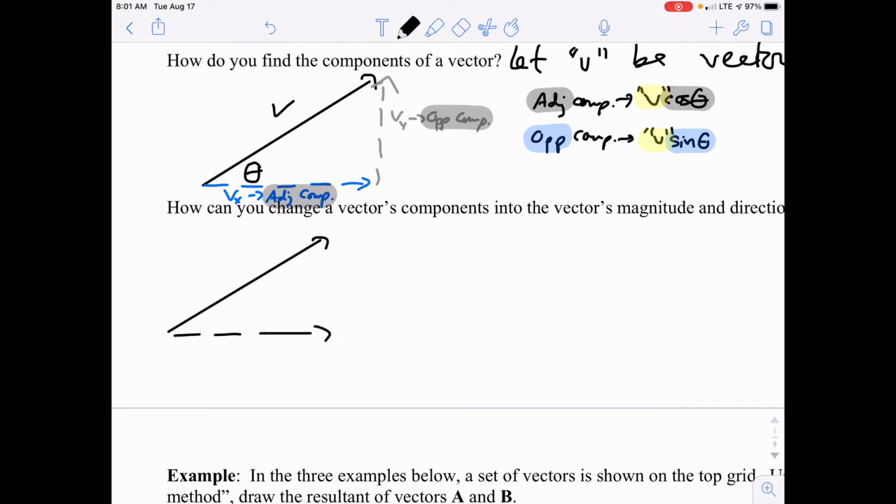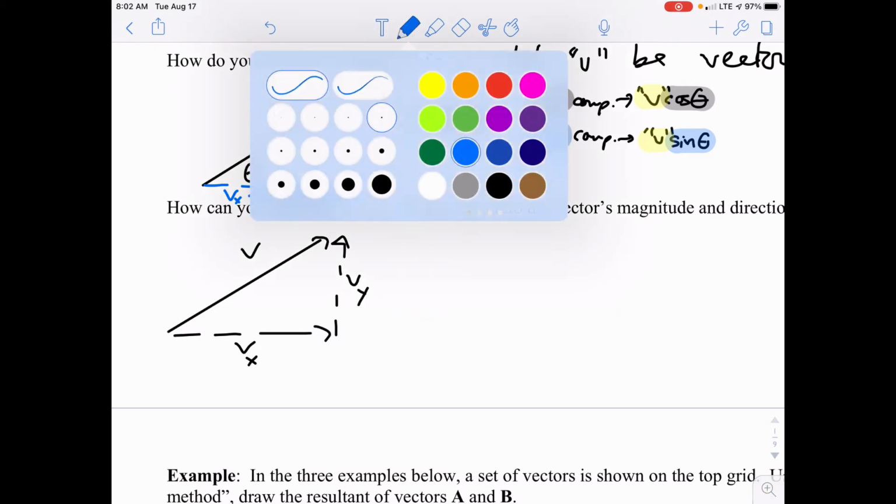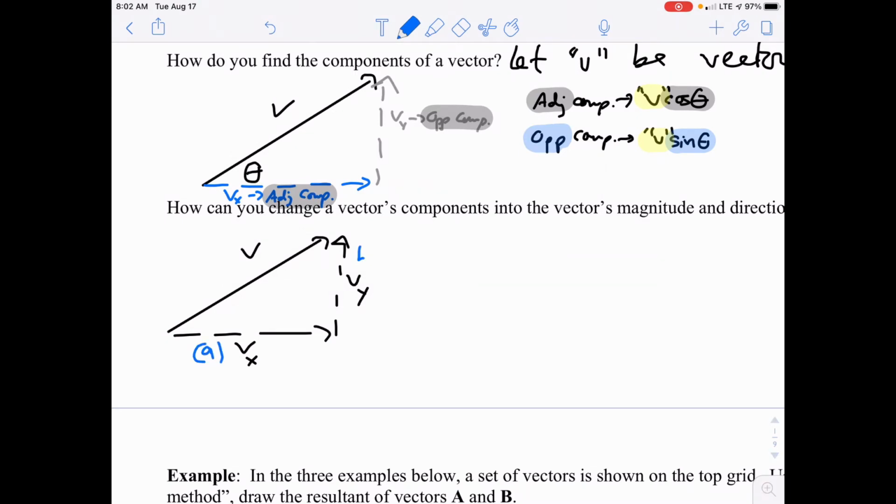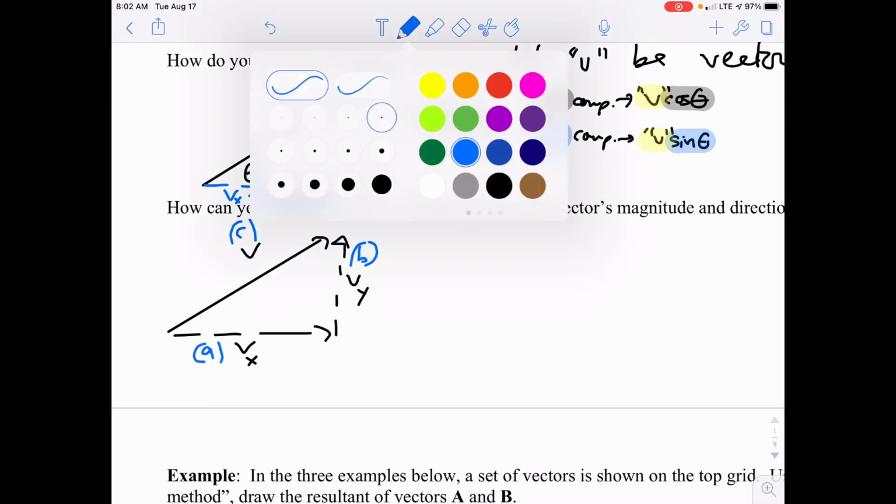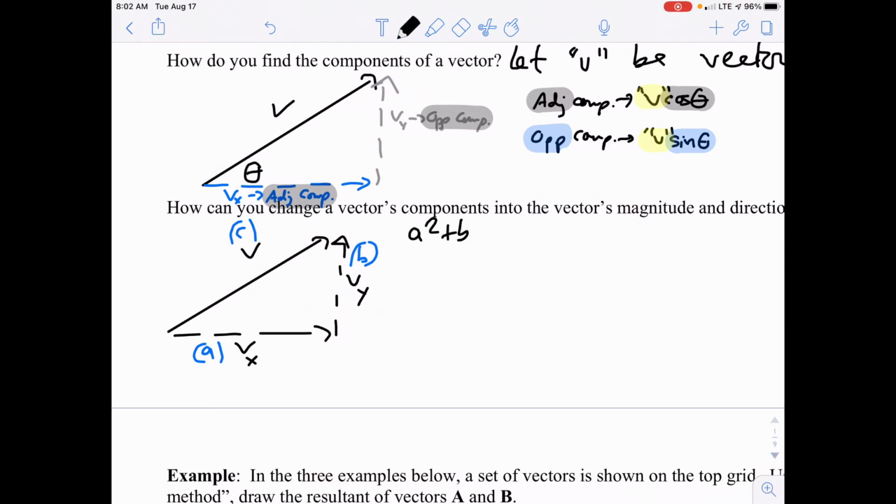This time I'm just going to use all one color. So we want to find vector v, the magnitude of vector v. We have this component, and we have this component. What we're going to end up doing is essentially the Pythagorean theorem, because this would be A, this would be B, and this would be C. Just like a squared plus b squared equals c squared, vx squared plus vy squared equals v squared. So how do we get the vector magnitude? It's the Pythagorean theorem. V is equal to the square root of vx squared plus vy squared.